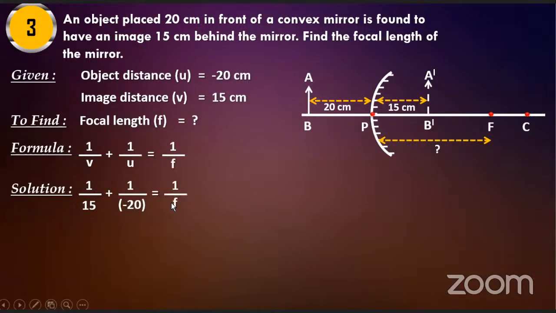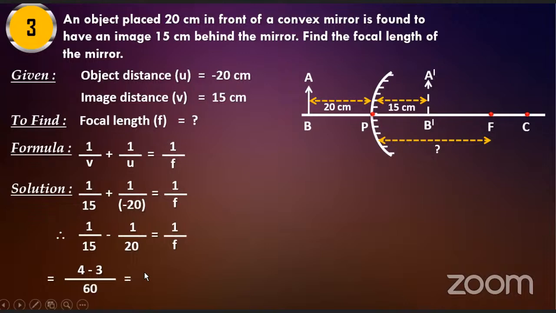So what is the LCM of 15 comma 20? 60. How many times of 15 is equal to 60? 4 times. How many times of 20 is equal to 60? 3 times. So here it is plus 4 minus 3. 1 by 15 minus 1 by 20 is equal to 1 by f. Then 4 times 15 minus 3 times 20 by 60 is equal to the focal length.